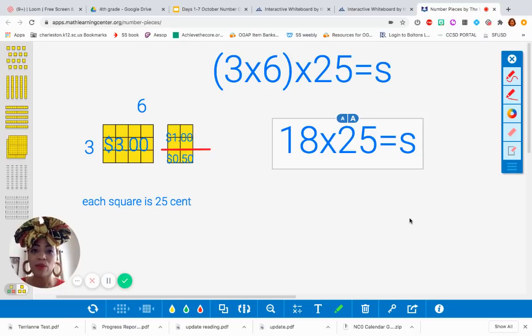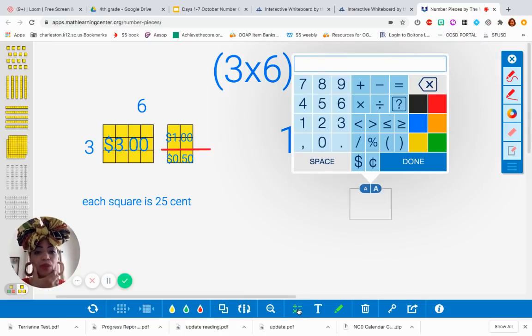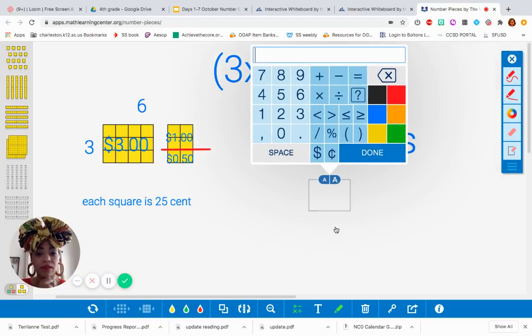Can anybody think about what we've been doing in some of our problem strings? And just recently with our ratio table, we talked about doubling. And I'm pretty sure last month we talked about doubling and halving. So I could double one factor and halve the other. And if I do that, which one would I choose to double? Which one would I choose to halve?